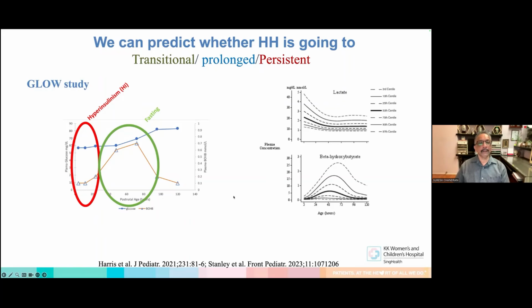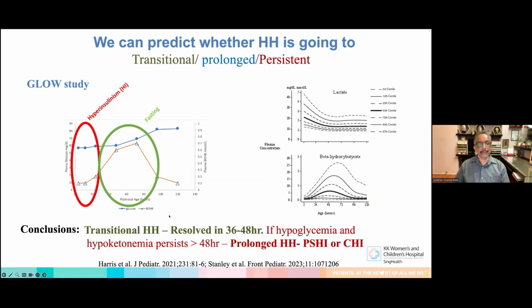So what we notice is that the conclusion from this study was that if the ketone level doesn't come up and remains consistently low, we can say that this baby is going for a prolonged HH. So hypoketonemia, if it persists beyond 48 hours, we can take it for granted that the prolonged HH is coming. It can be either perinatal stress-induced hyperinsulinism or congenital hyperinsulinism. So if hypoglycemia along with hypoketonemia persists beyond 48 hours, we should consider one of these causes in these babies.